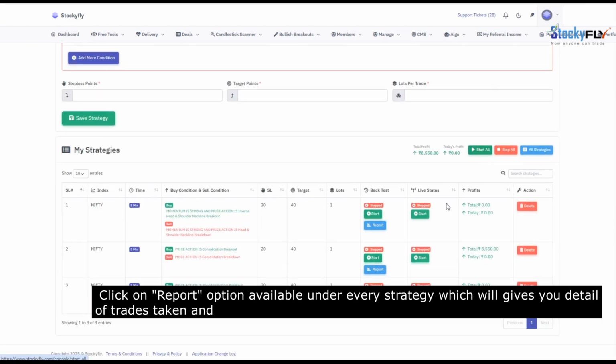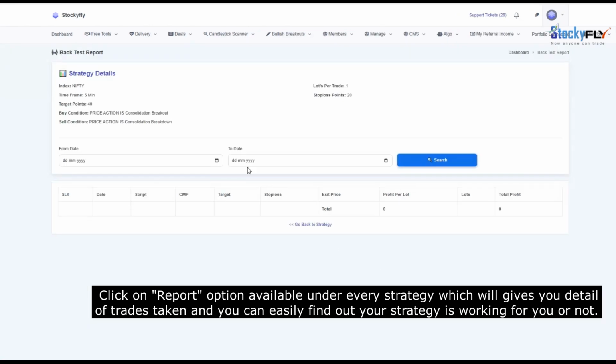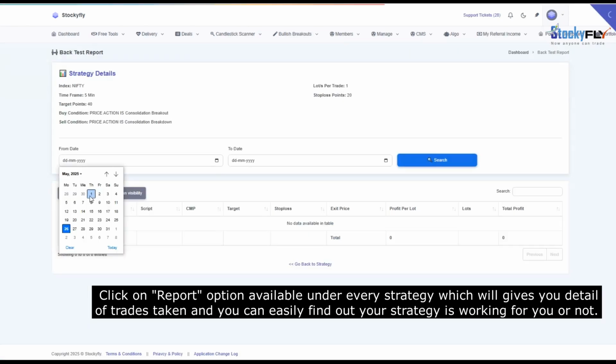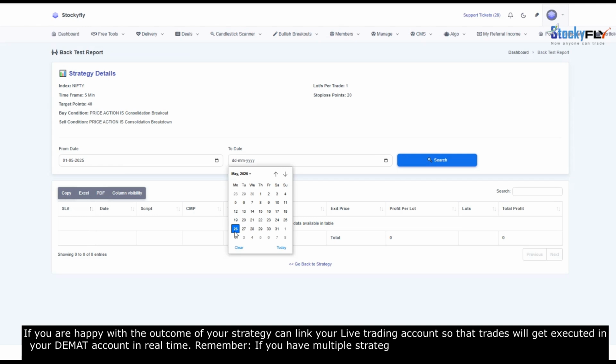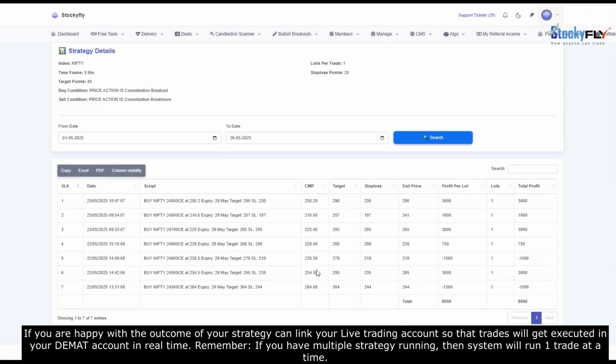Click on Report option available under every strategy, which will give you details of trades taken, and you can easily find out whether your strategy is working for you or not. If you are happy with the outcome of your strategy, you can link your live trading account so that trades will get executed in your Demat account in real time.